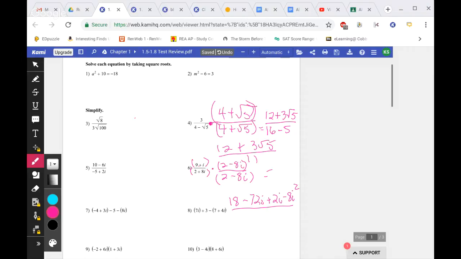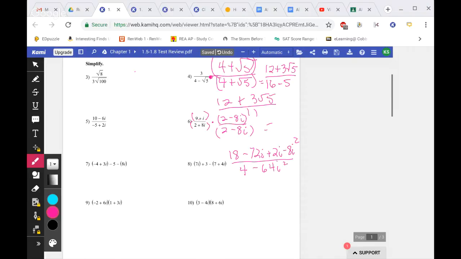All over. And then this, once again, is much like the difference of two squares. So that middle term is going to cancel out. So it leaves me with 2 times 2 is 4. And 8i times a negative 8i is going to be negative 64i squared.